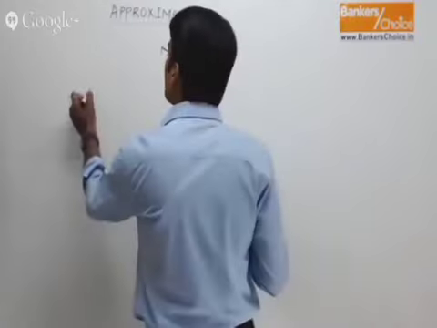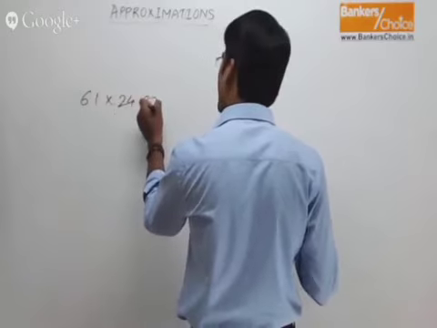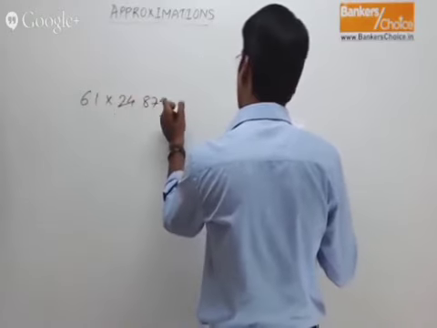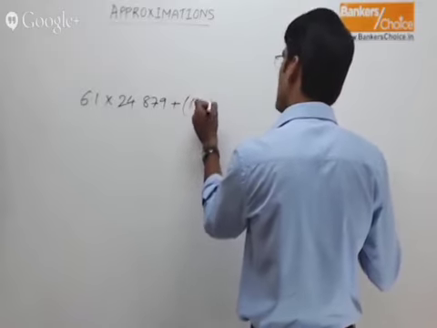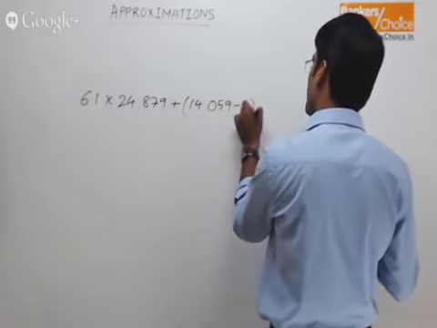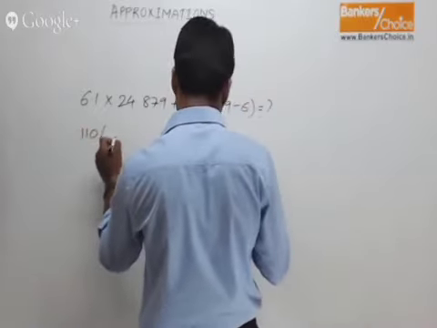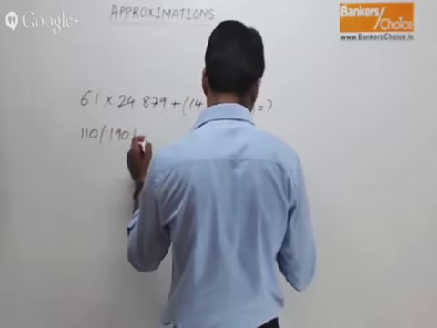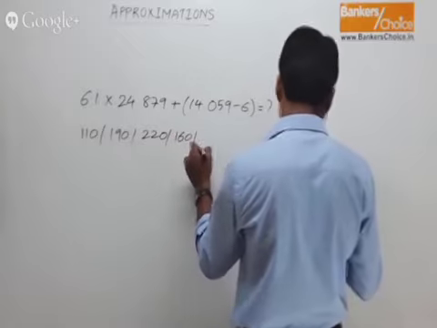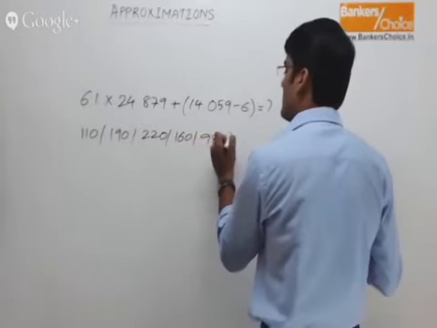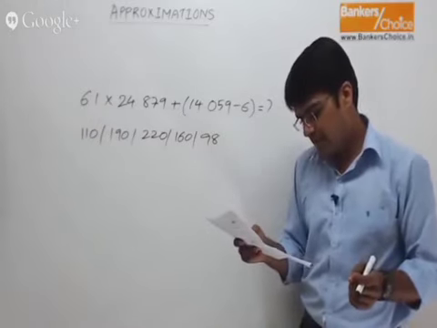For example, 6.1 into 24.879 plus 14.059 minus 6 equals to what? The given options are 110, 190, 220, 160 and 98.